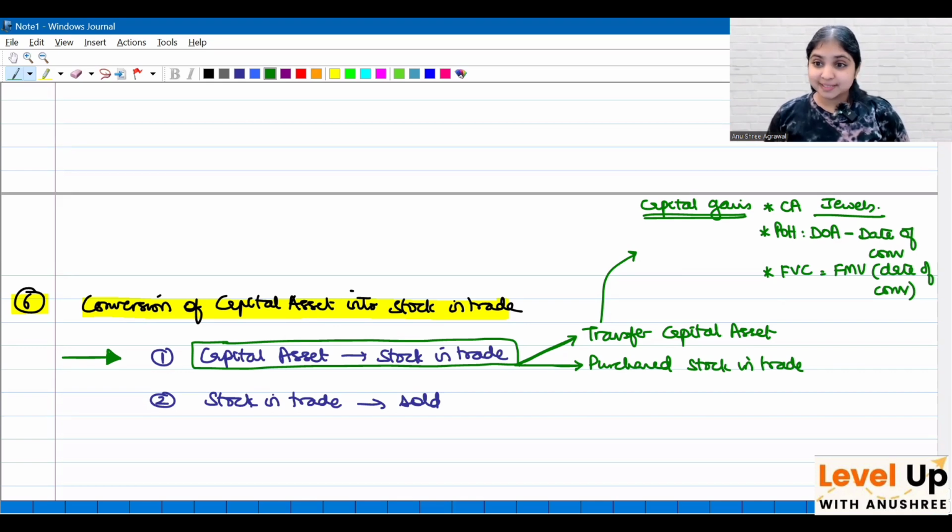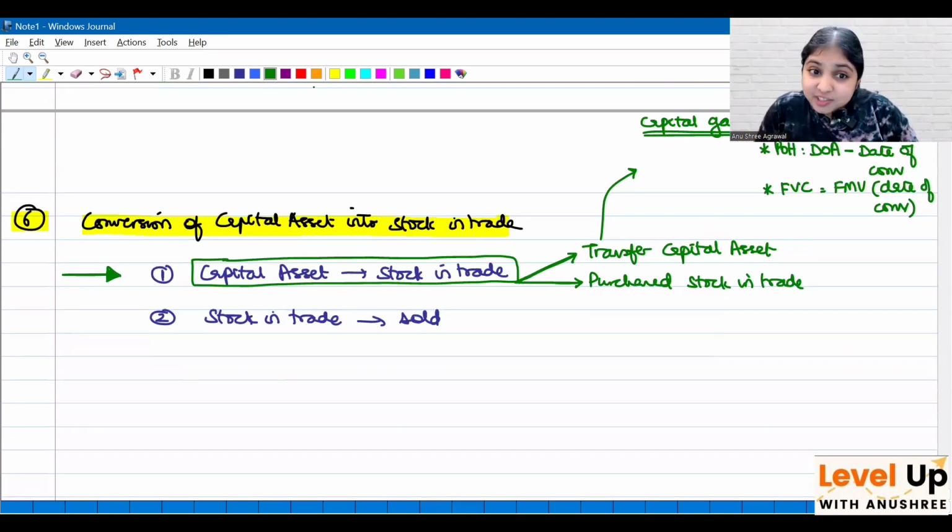Has it all fallen in place? Absolutely no gaps in understanding? Yes, guys. Perfect clarity. Now listen. This is about transfer of capital asset.